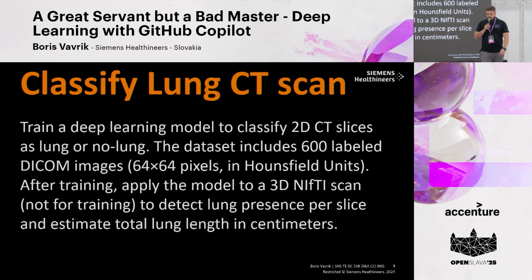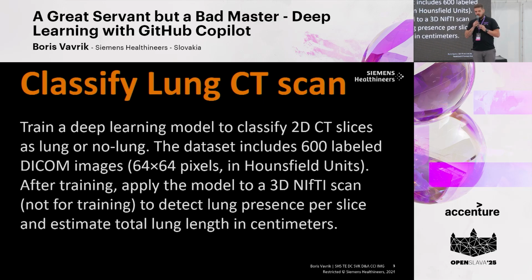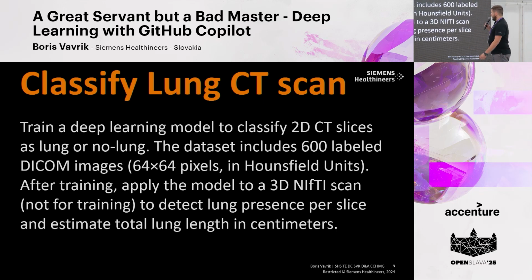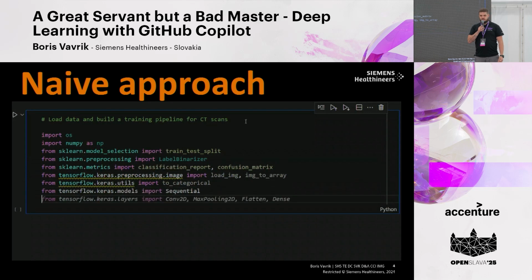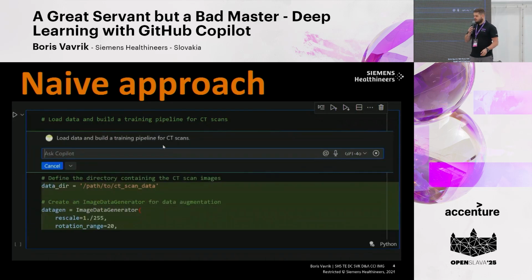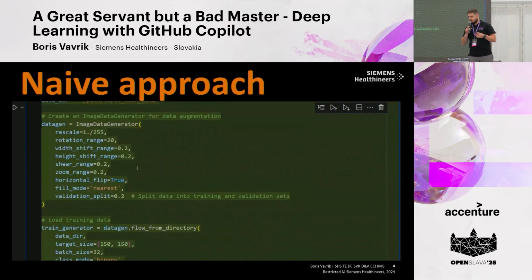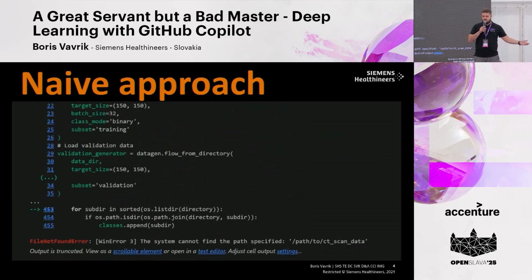I will demonstrate it on a case where we have 2D CT slices with lungs. Either they are present or not. And based on the classification of the slices, we should derive the length of the lung from the 3D CT scan. If you take a naive approach and let GitHub Copilot just suggest something, you will end up with just imports. You have to give a proper prompt, but if you ask for the full pipeline, you will run it and, no surprises, it will crash on something.